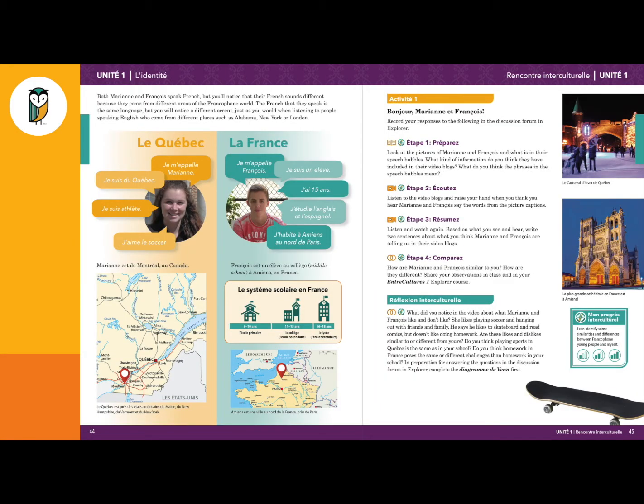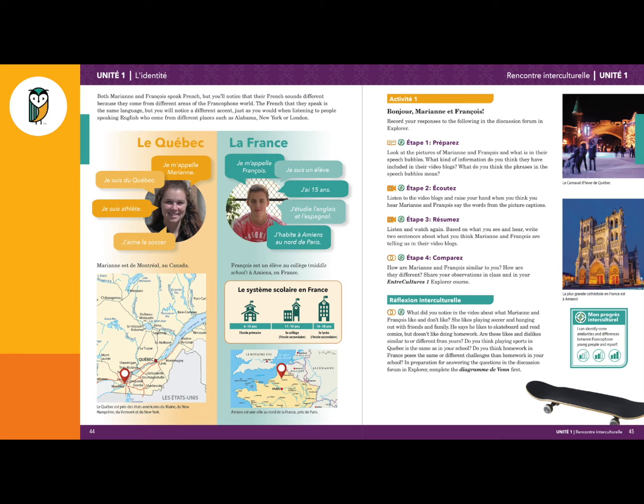Moving on in the rencontre interculturelle, our learners, who have not yet heard the video blogger speak, are introduced to the notion that each speaker will sound different because they come from different areas of the Francophone world. Educators can compare it to the same type of difference one would encounter while listening to people speaking English who have come from places like Alabama, New York, and London.